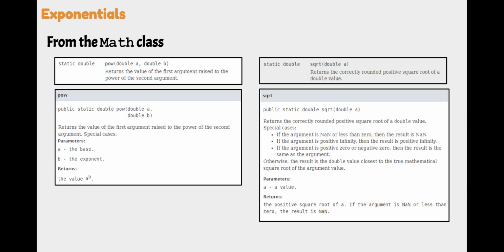If anyone tried to pass in a -1.0 or any value that is less than 0 into this method, it tells us that the result will be NaN, which stands for not a number. It also tells us that a special case is if you try to pass in positive infinity, then the result will be positive infinity. And if you try to pass in a 0 or -0, the result will be the same as the argument that you passed in.